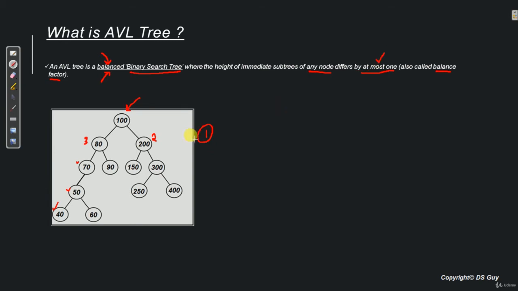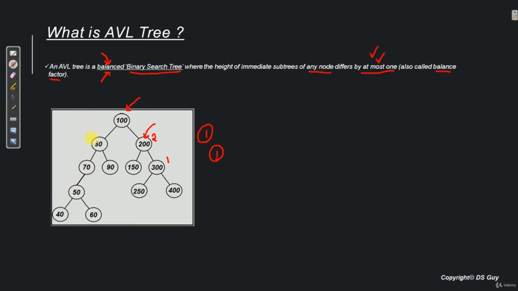Now let's see one more example. Let's say we take this node. What is the height of the left subtree? It is 0. What is the height of the right subtree? It is 1. The difference between the heights is 1. So again this property is maintained. So we are good.